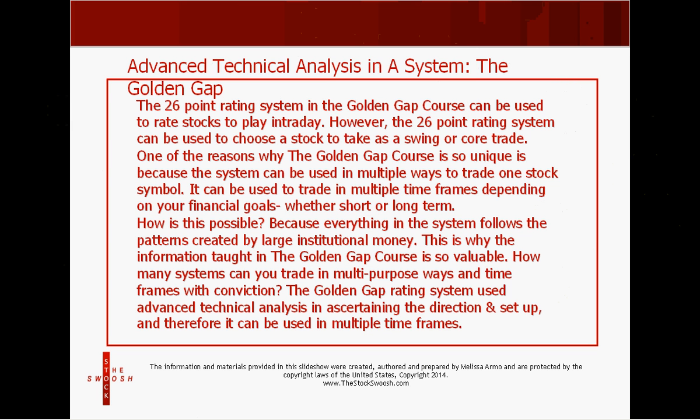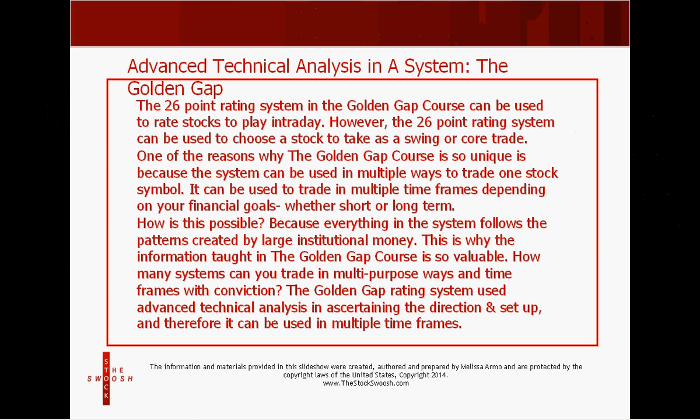So my 26-point rating system can be used to rate stocks to play intraday. However, it can also be used to take them as swing or core trades. One of the reasons why the Golden Gap course is so unique, that's the class I teach, is because the system can be used in multiple ways to trade one stock symbol. The market is a great example of that, actually. And it can be used to trade in multiple time frames depending on your financial goals. I like to day trade, though, okay? I'm a day trader, but my method can be used for longer term.